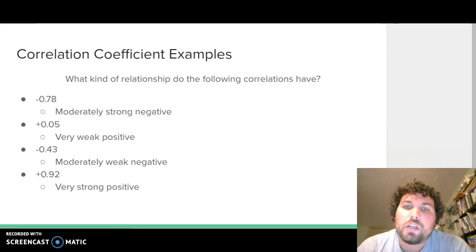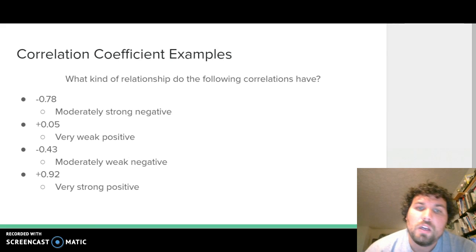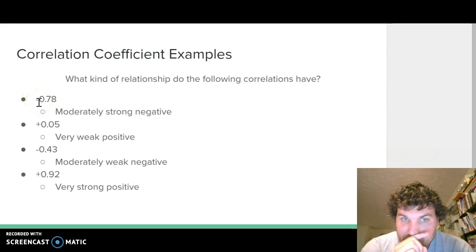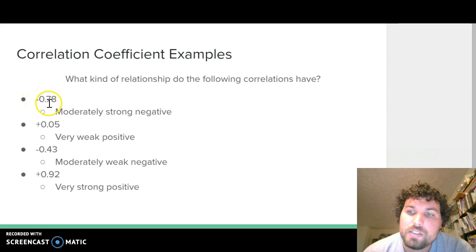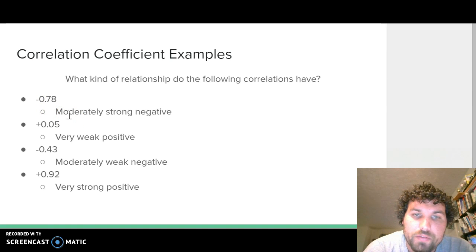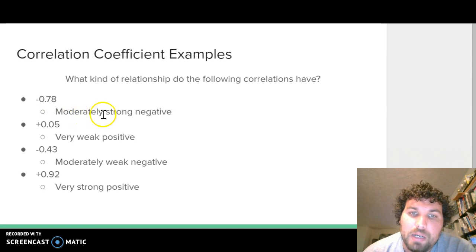All right, so when you're looking at correlation coefficient examples, we talk about the closer to 1, and you'll see this bear out here in a second, right? So what kind of correlation do you have? The negative sign shows that we have a negative correlation, and 0.78 is only about 22 points away from 1. So it's going to be a moderately strong negative correlation there.